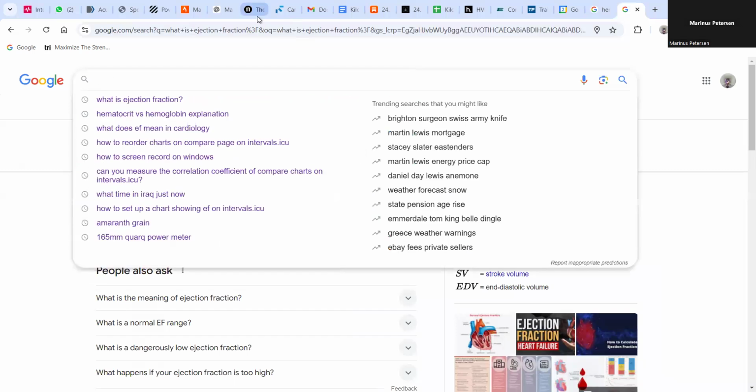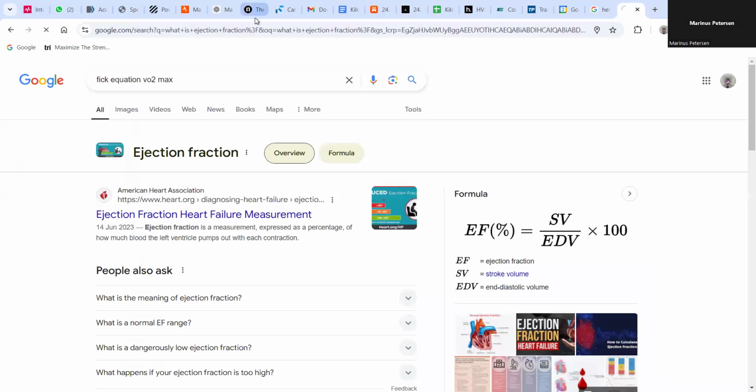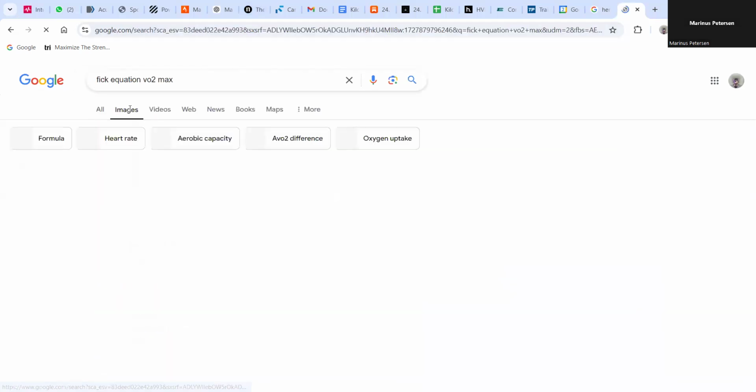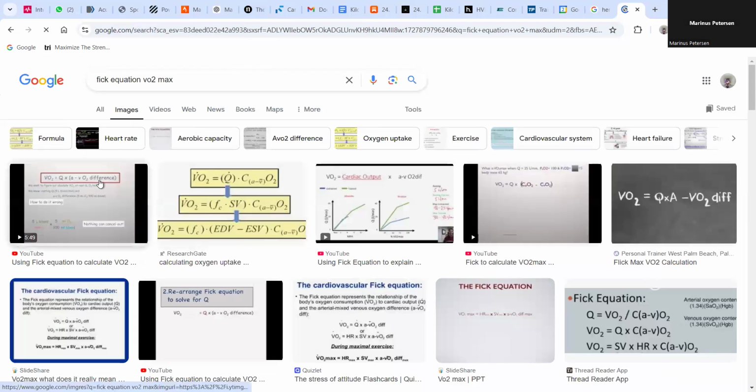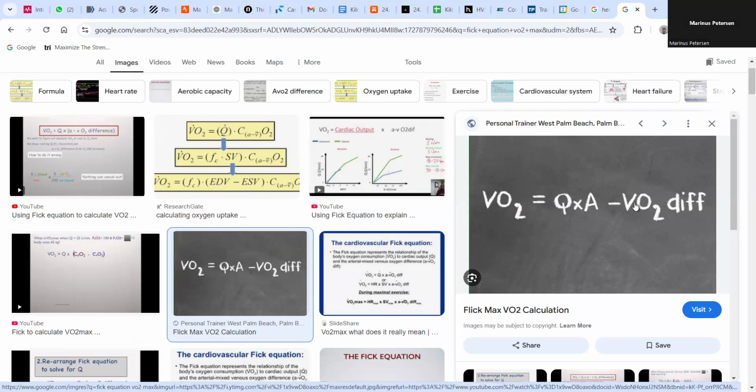So first of all, we'll talk about just the Fick equation. When we're looking at central versus peripheral adaptations, even VO2 max, which is a limiter in FTP, a nice simple one. They're all written differently, but basically the Q times A, that's your central component. This is what EF will largely explain. But then minus VO2 difference.